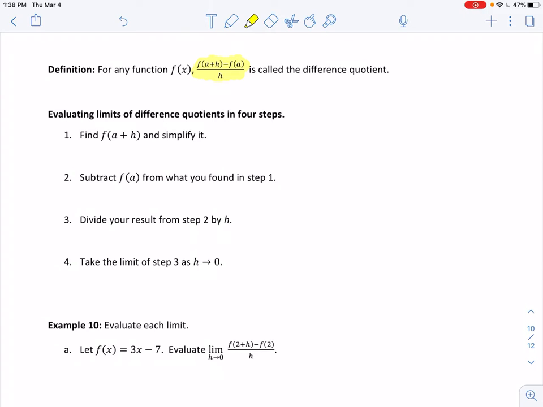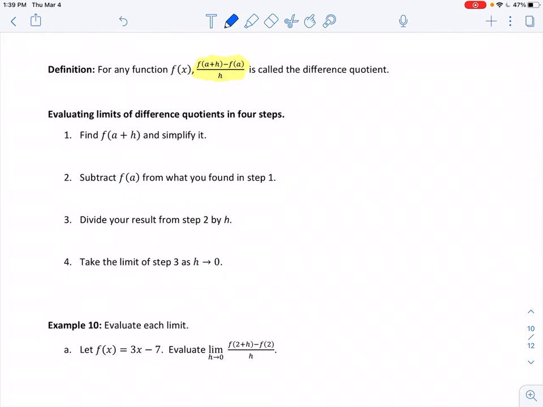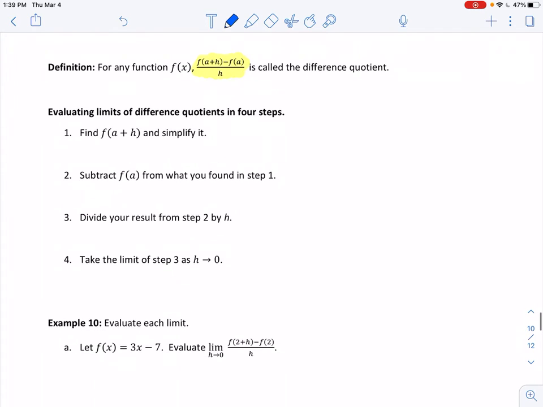So please pay attention to this video and the next video here, because the difference quotient is going to be pretty darn important for us. So I want to evaluate limits of difference quotients, and it's going to look like this. It'll look like the limit as h approaches 0 of f of 2 plus h minus f of 2, all divided by h. And oh boy, that looks complicated. There's a lot going on there.